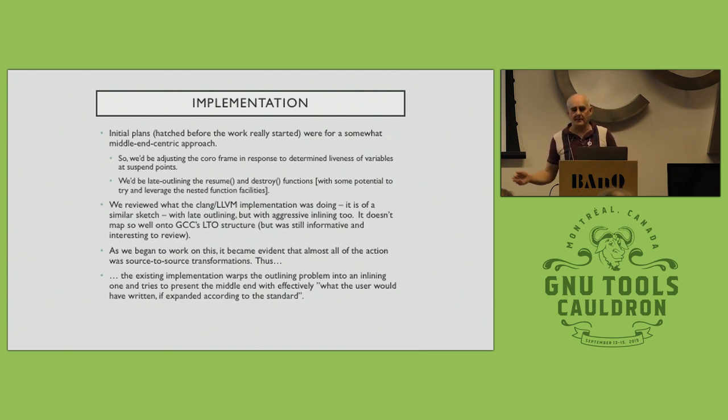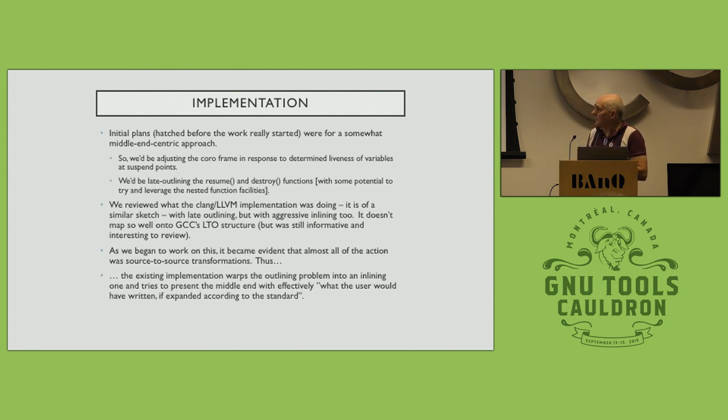As I pointed out in the initial part of this, it actually turns out that most of what the standard talks about in terms of a coroutine can be expressed in terms of source-to-source transformations. It's not very middle-endy, really. It's quite front-endy. So the implementation that I have at the moment actually transforms the outlining problem into an inlining problem. I outline the ramp and what I've called an actor function, which combines the functionality of the resume and destroy in much the same way as the Clang implementation does. And I provide a stub function for the destroy, which actually sets a flag and then calls the second function.